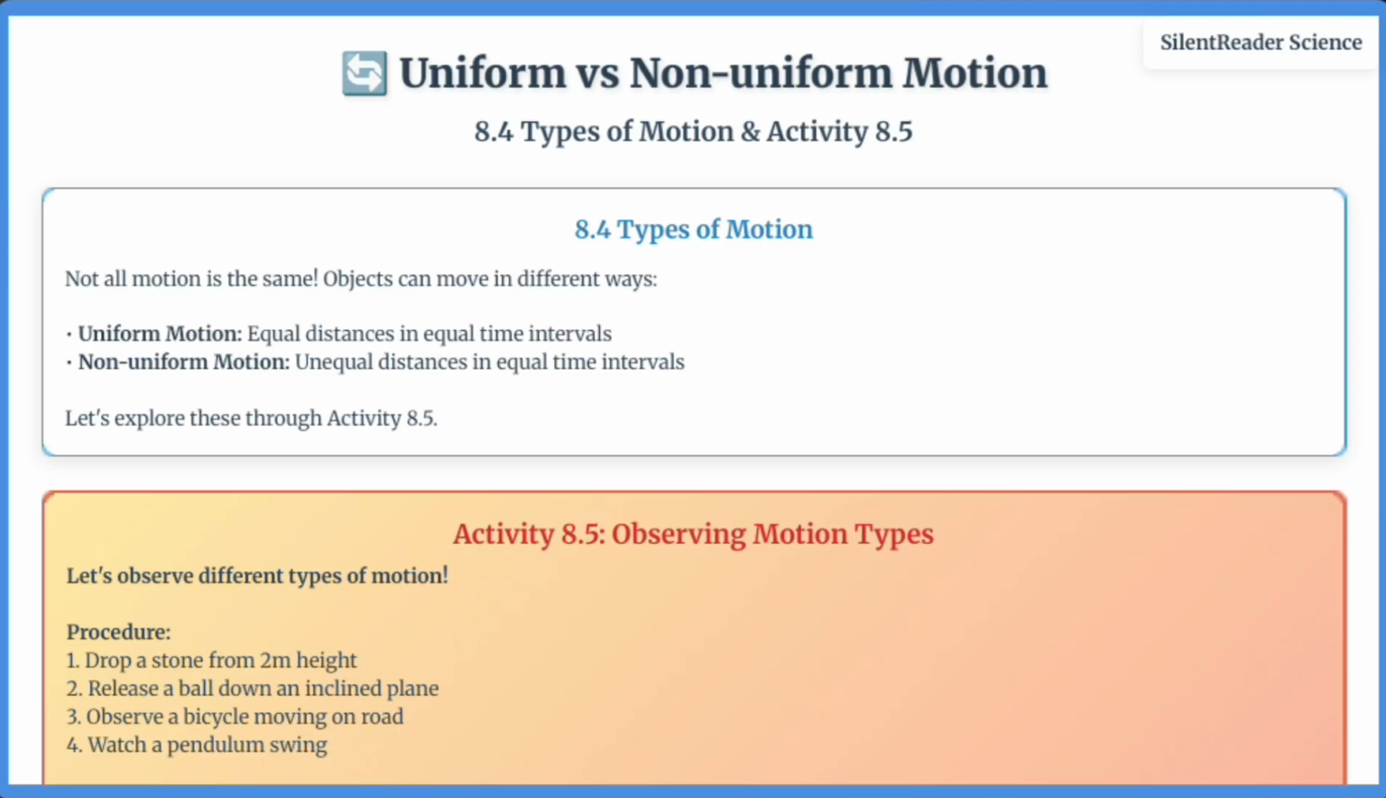Since most motion is non-uniform, we use average speed to describe it. Average speed equals total distance covered divided by total time taken. For example, if a car travels 60 kilometers in the first hour and 40 kilometers in the second hour, the total distance is 100 kilometers, total time is 2 hours, and average speed is 50 kilometers per hour.